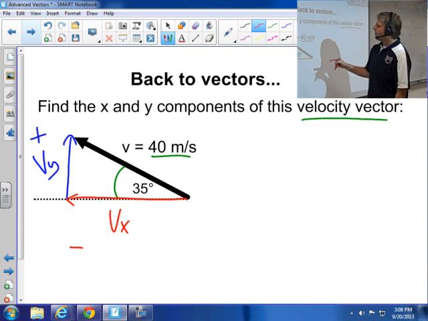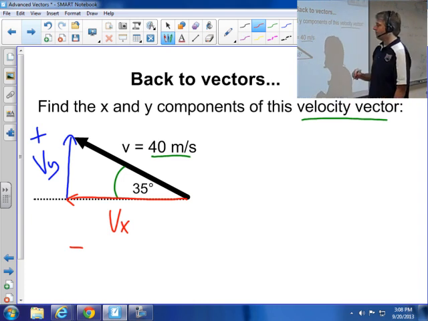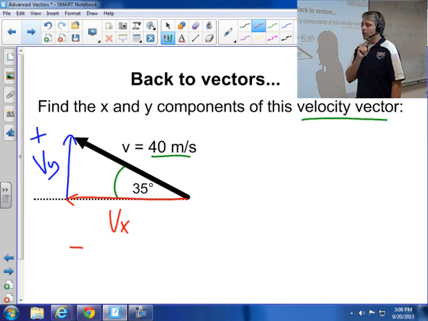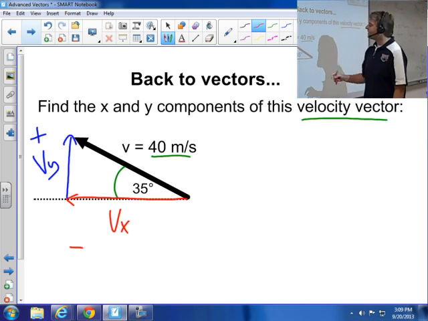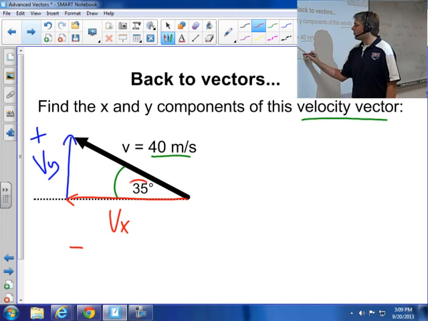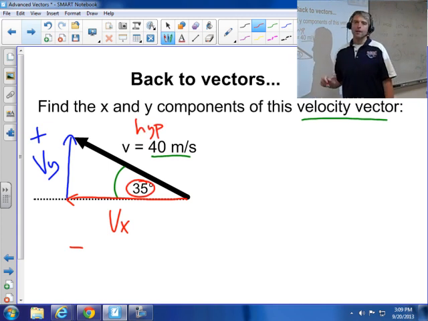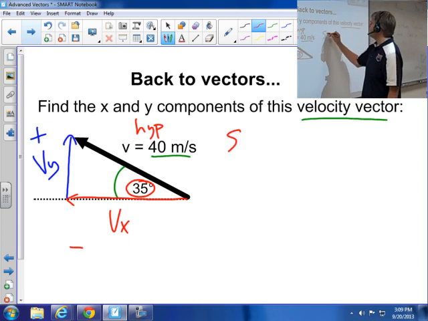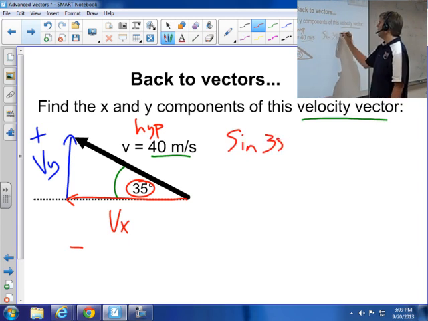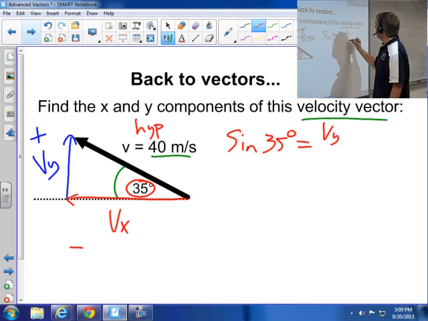Now let's see if we can figure out what Vy is, what my y component is. Well, Vy, you'll notice, is opposite the 35-degree angle. Which side do I know? Well, I know the hypotenuse. That's the magnitude, 40. So I need to tie together a 35-degree angle, a hypotenuse, and an opposite. How do I do that? With the sine. I say the sine of 35 degrees is opposite Vy over hypotenuse, which was 40.